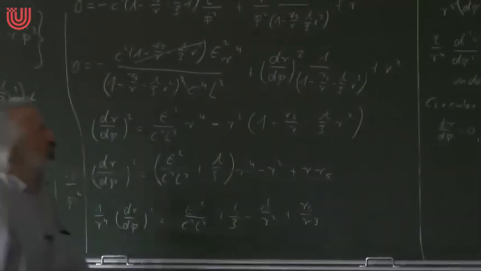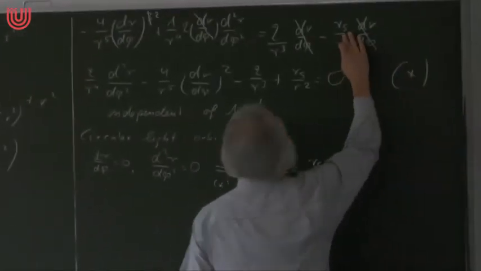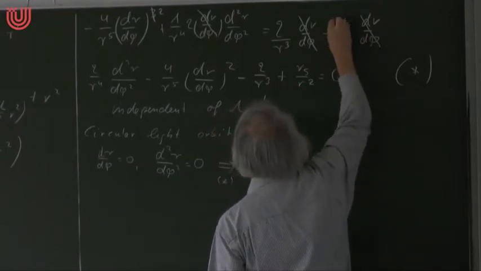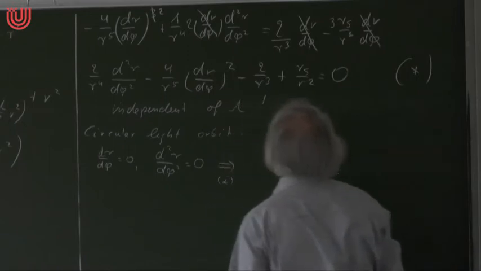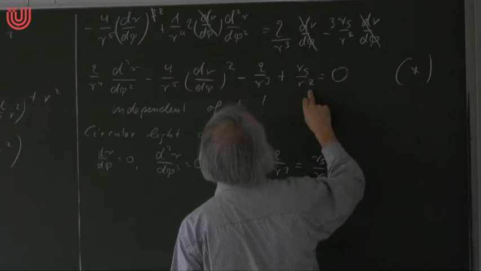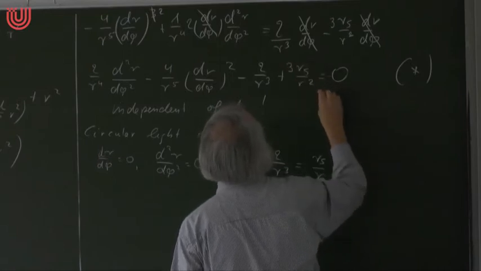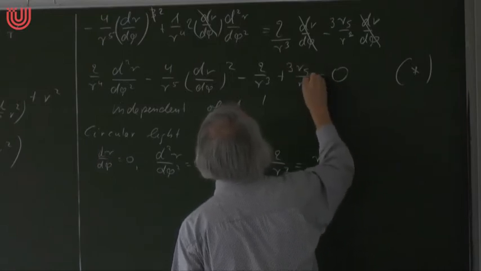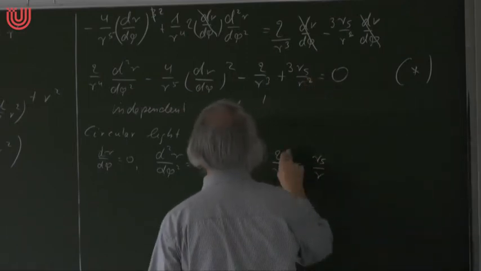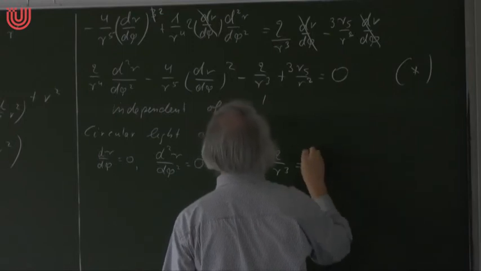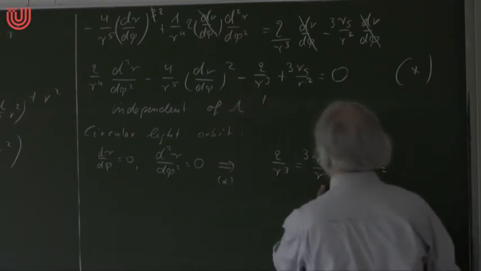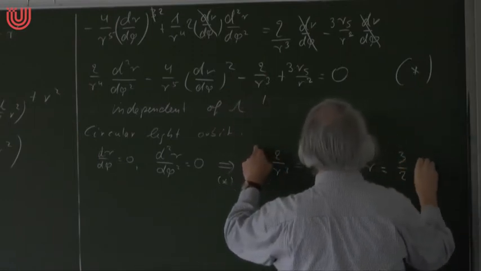So there's a mistake. Now I have to take the derivative. The derivative is now minus 3, there's a 3, very good, 3 rs over r squared. And here I have plus 3. Oh yes, it was correct. So yes, now it's correct. So 2 divided by r cubed is 3 rs over r squared. This means r is what? r is 3/2 rs.